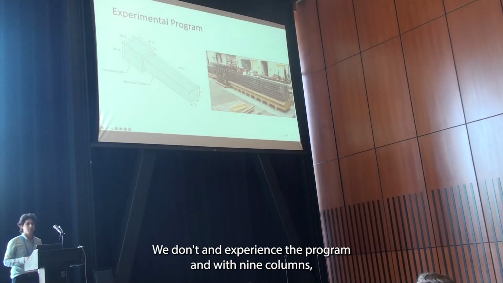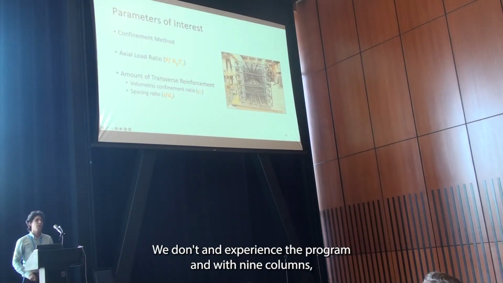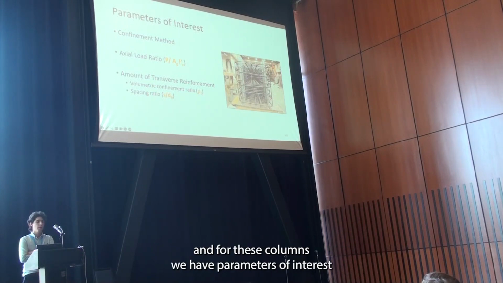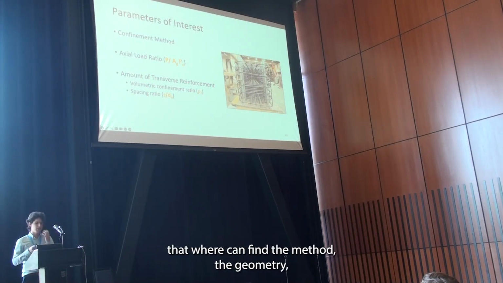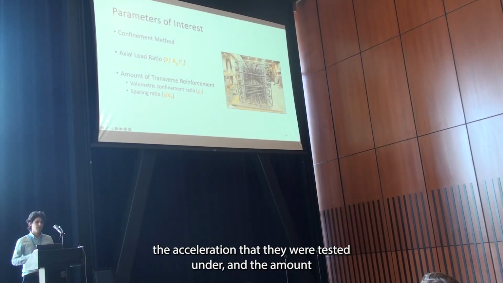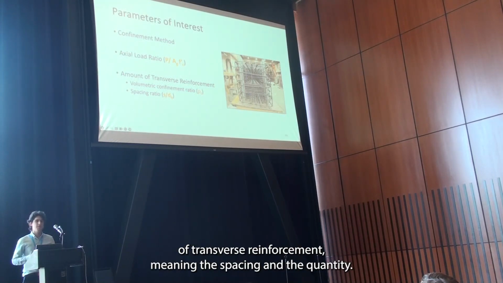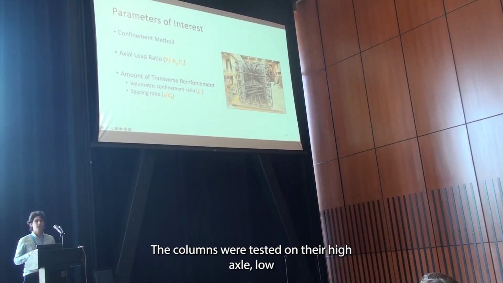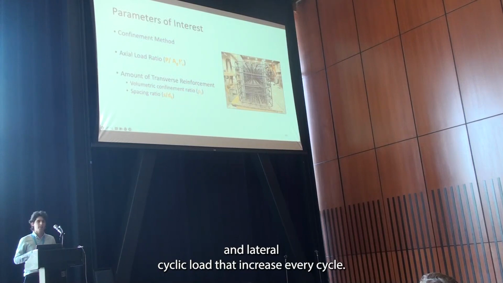We ran an experimental program with 9 columns, and the parameters of interest were the confinement method, the geometry, the axial load ratio that they were tested under, and the amount of transverse reinforcement, meaning the spacing and the quantity. The columns were tested under high axial load and a lateral cyclic load that increases every cycle.